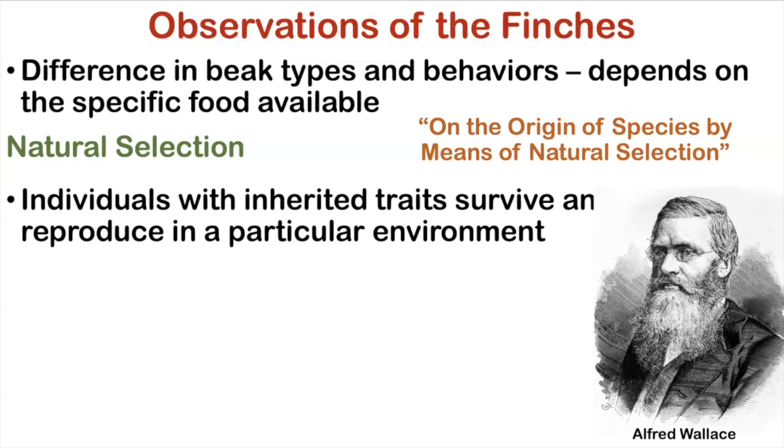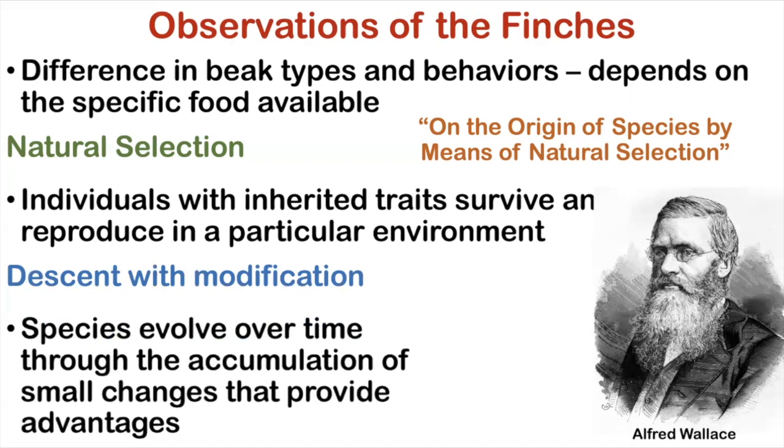Darwin's understanding of natural selection led him to develop the idea of descent with modification. If you watched the first video, we said that descent with modification is the old term for evolution. Descent with modification suggests that species evolve over time through the accumulation of small changes that provide advantages in their environment. Now, let's talk about Darwin's book.